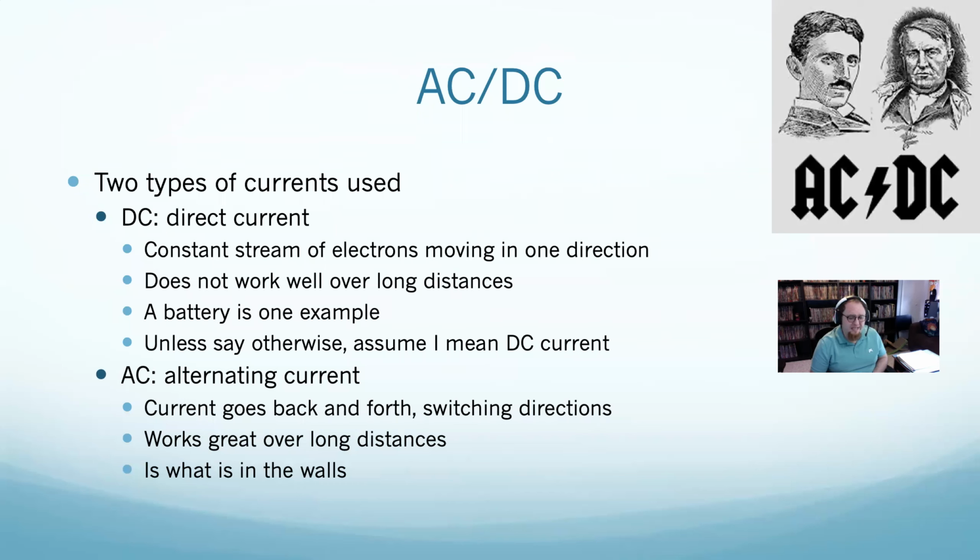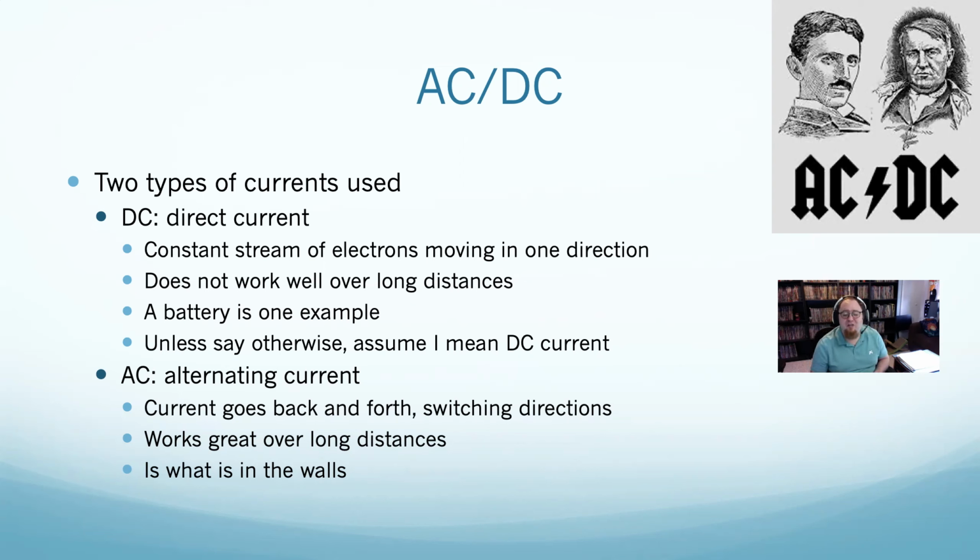AC current stands for alternating current. That is actually what's in our walls. That's what comes out of an outlet. Instead of the electrons going vroom, down a wire, they just bounce back and forth within the wire. And what happens is you have a current of the electrons going one way, and then a current of the electrons going the other way. And they're going one way, then going the other way.